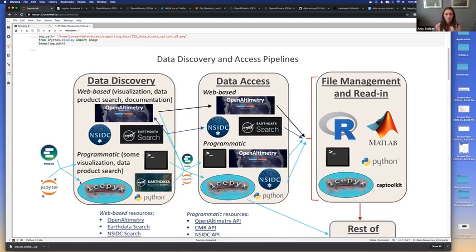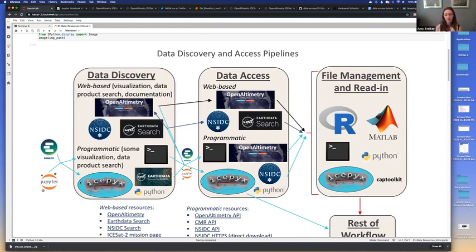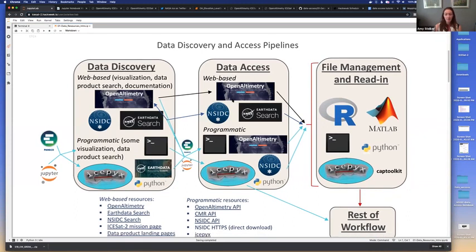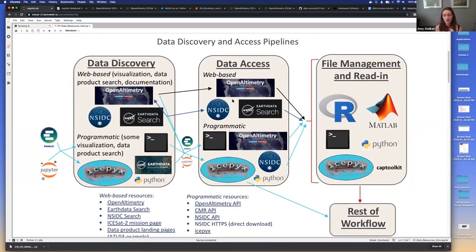There are a couple of ways to slice this diagram. Walking from left to right, there's data discovery, which is the search and visualization options prior to actually getting your hands on the data. Then there's the access component, which I'll speak to in more detail in a minute. Then the next step: okay, I want to access the data, but now I want to read it in, and what are the methods to do that? And then there's the rest of the workflow, which is what you'll be working on through the projects next week.